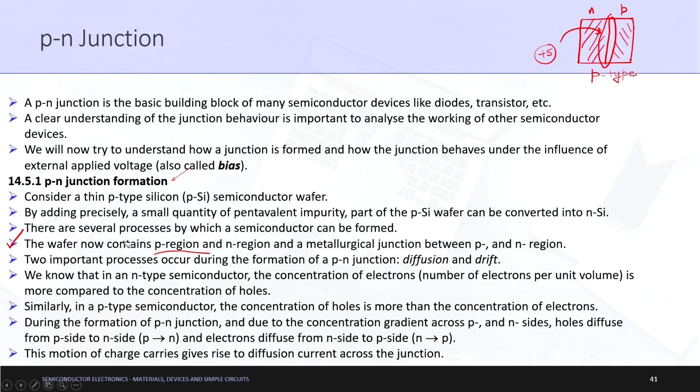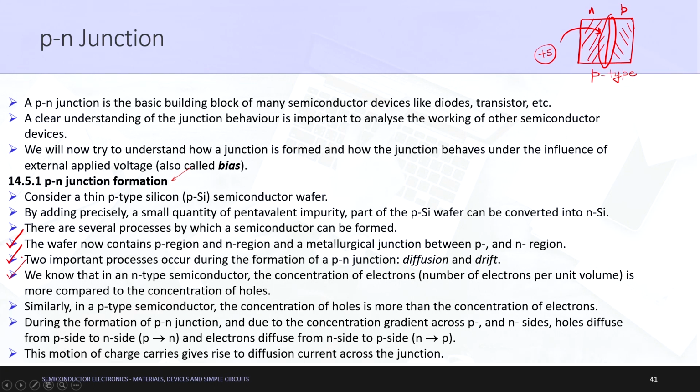Two important processes occur during the formation of a PN junction, called diffusion and drift. Please understand these two words very carefully, because these are the major points we need to consider for the complete formation of a PN junction. So there are two processes happening. First is called diffusion and second is called drift. Let us understand everything which is written here.